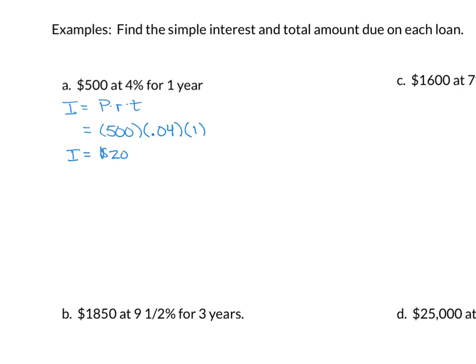To get my total, this is the interest we earned on the loan. That means that now I owe 500 plus $20, or $520.